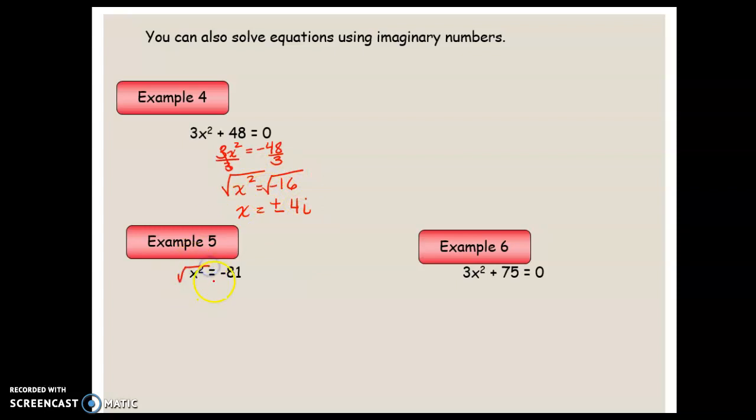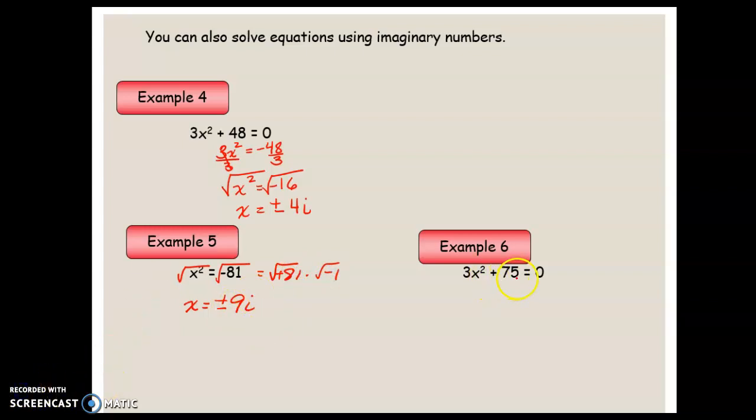Right here, you're going to take a square root of both sides. So x equals the square root of 81 is positive or negative 9i, because that's going to equal the negative 81, positive 81 times the square root of negative 1. Give you your 9i.